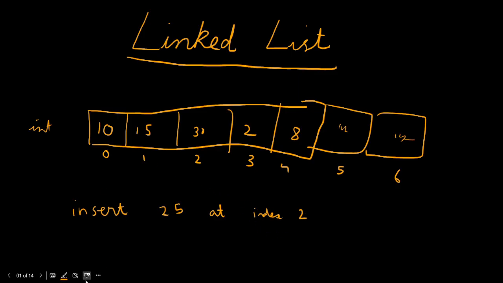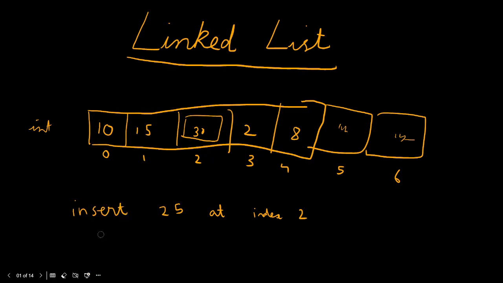So it's a bit of a tedious task, isn't it? Because I have to insert my thing over here at index 2, I need to move all the values at index 2 and after one step ahead. So 30 goes to index 3, 2 goes to index 4, 8 goes to index 5. I have to do that. And then that will create an empty space at index 2, which I then have to fill with 25.